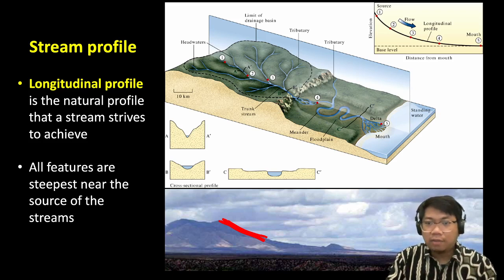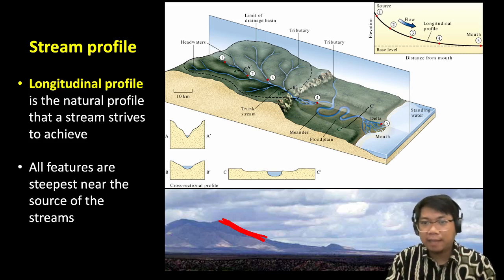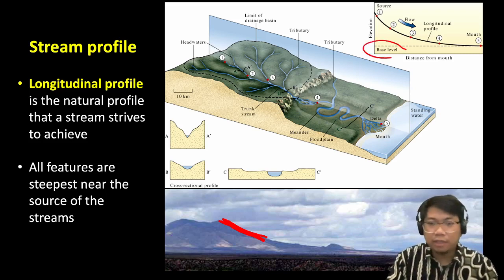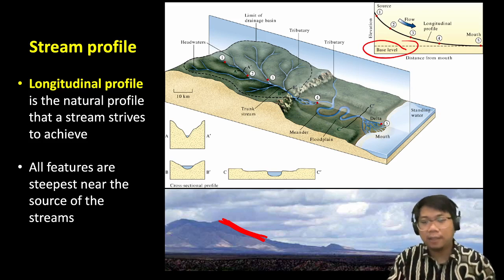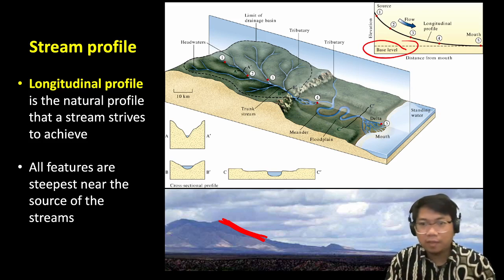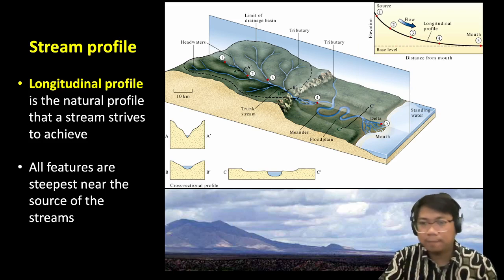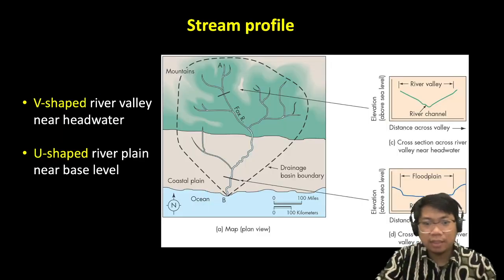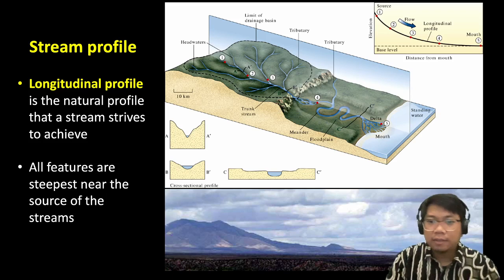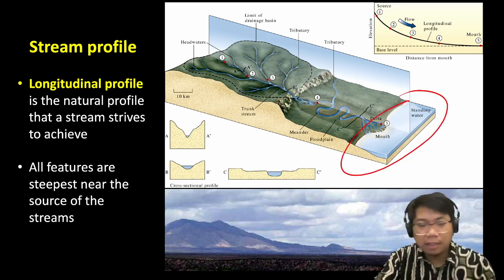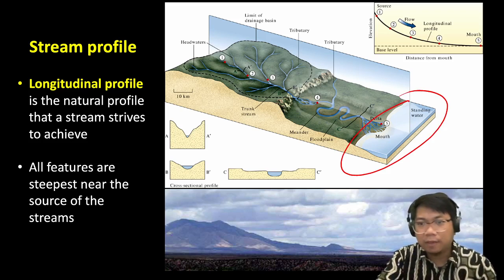And a longitudinal profile of a river typically ends up in a base level. It could be a local base level, such as lakes. However, in most cases, the ultimate base level is the ocean. Okay, so you can see here, this is the ocean, and that would be the ultimate base level of a longitudinal profile of a stream.